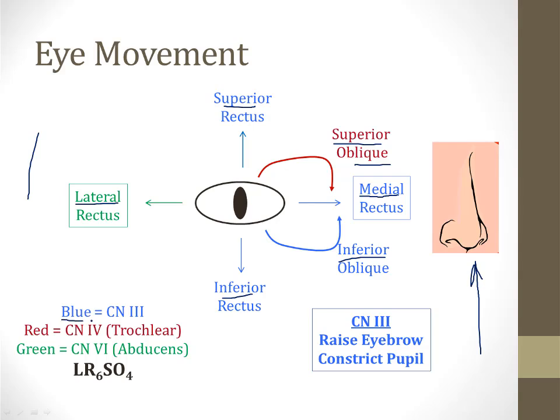All the muscles shown in blue are innervated by cranial nerve 3. The one muscle shown in red, the superior oblique, is innervated by cranial nerve 4, the trochlear nerve. And the one muscle shown in green, the lateral rectus, is innervated by cranial nerve 6, the abducens nerve.